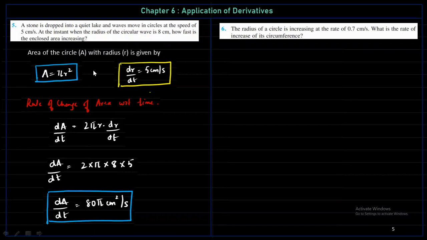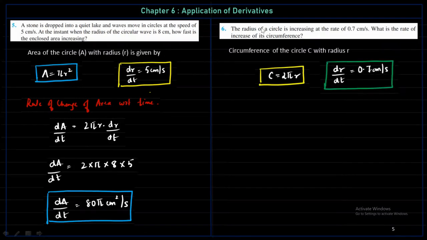The radius of the circle is increasing at the rate of 0.7 centimeters per second. What is the rate of increase in its circumference? Now, the circumference is asked, right? So let me start by finding out or writing down the formula for circumference. Circumference of the circle is given by 2 pi r, right? What is given to us? The radius of the circle is increasing, as in dr over dt is what is given to us.